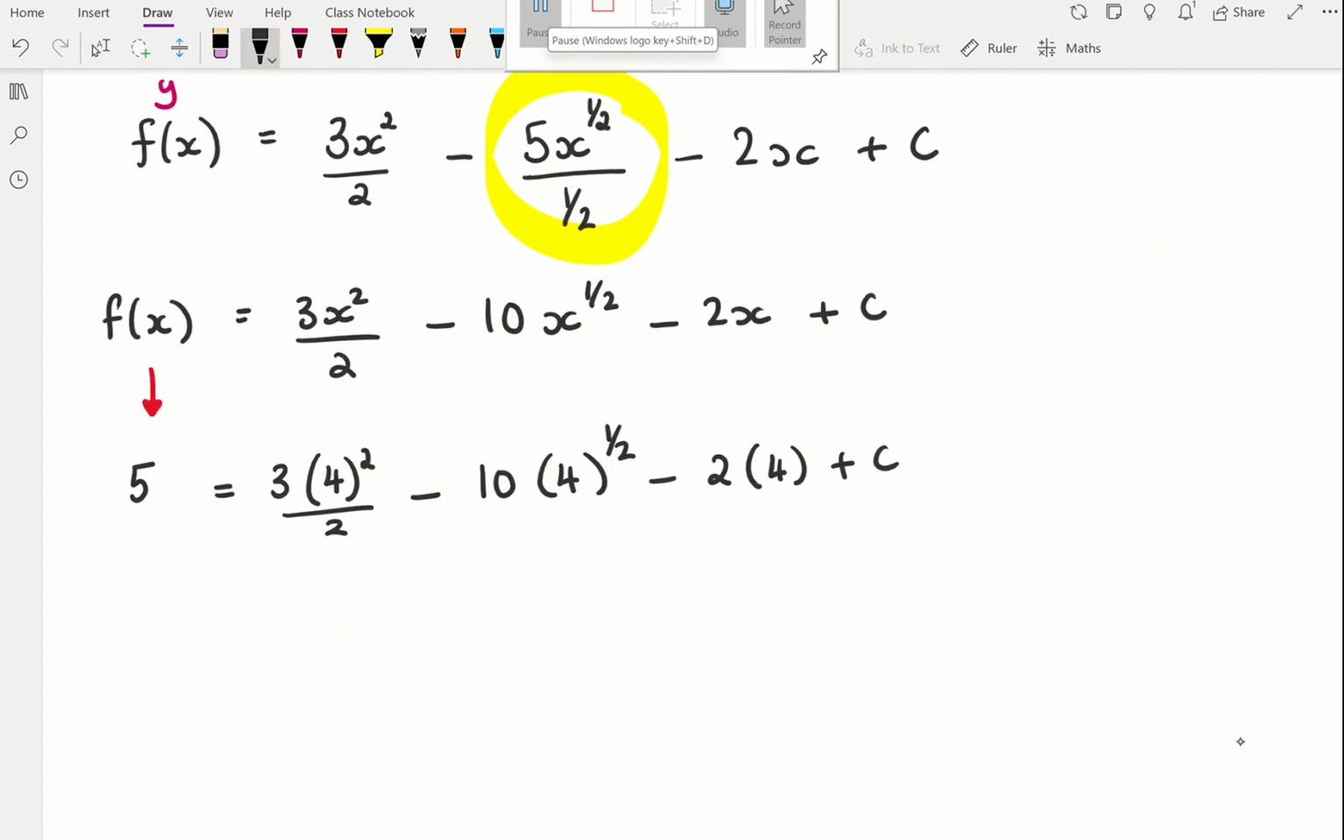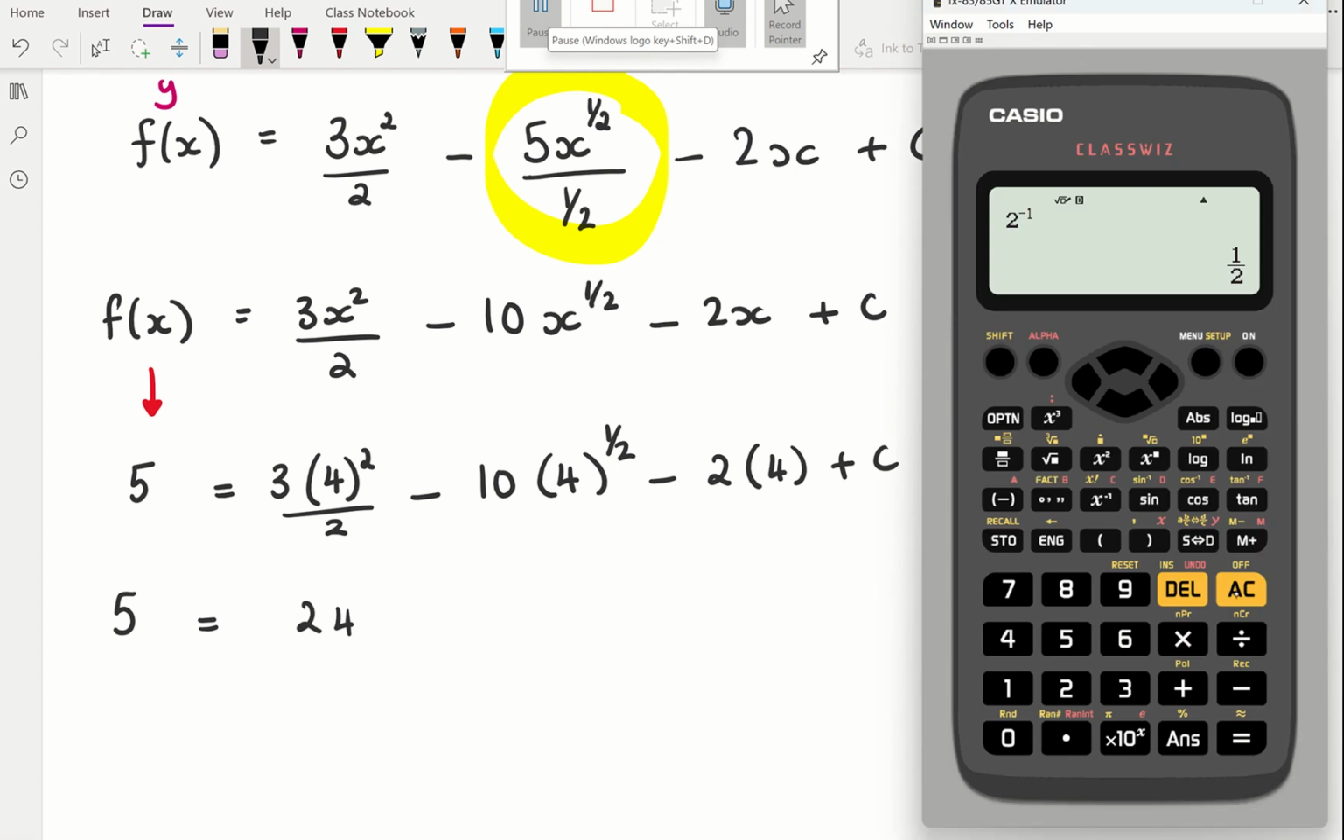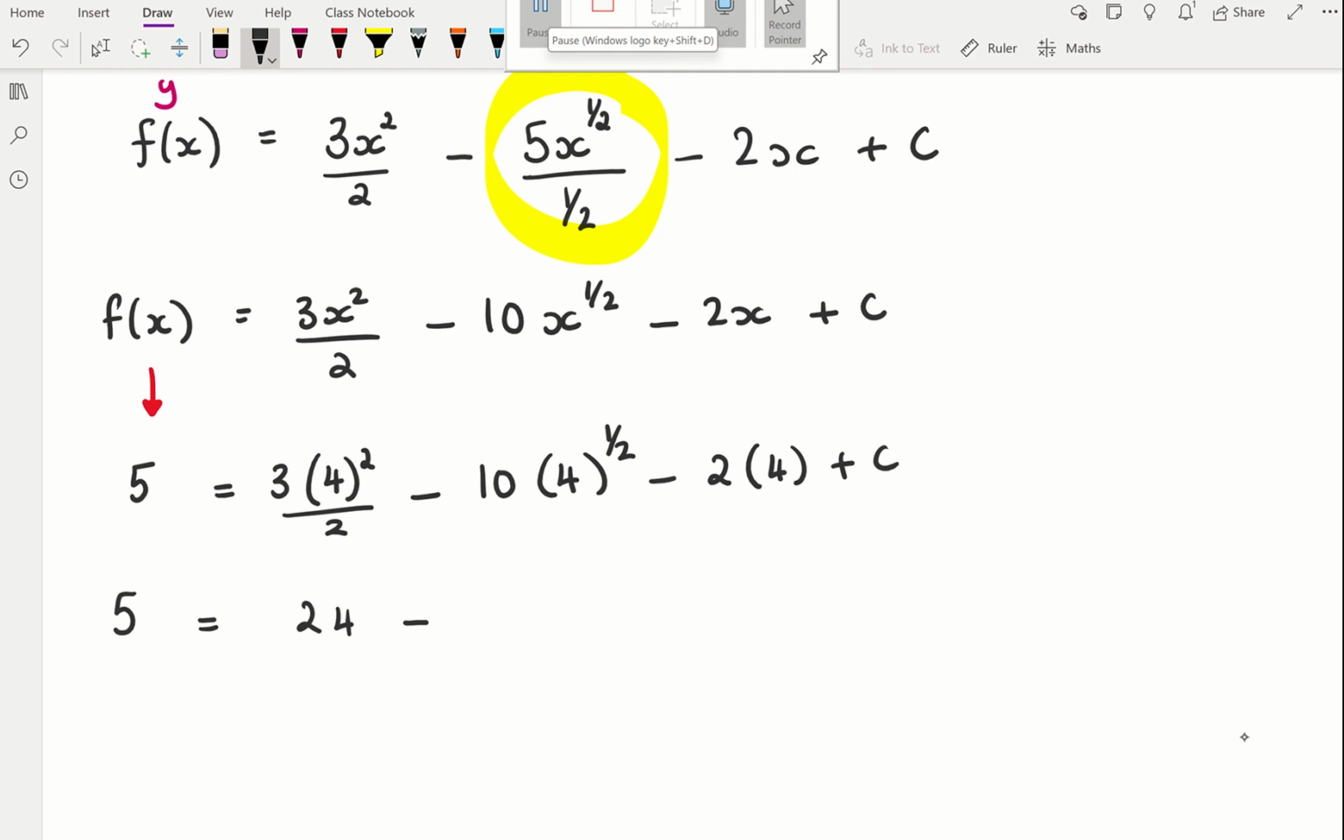So I've got 5 equals 24. Again, you put this in the calculator bit by bit. So you would get your calculator and you'd get the fraction and you'd do 3 brackets 4 squared over 2. And you'd write 24 and then minus. And this gives you 20. This gives us 8 plus c.